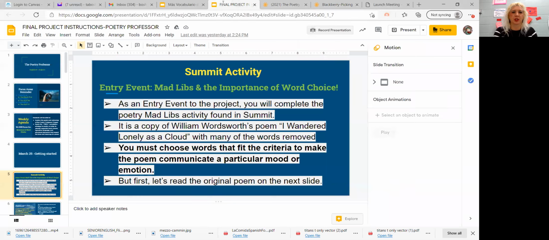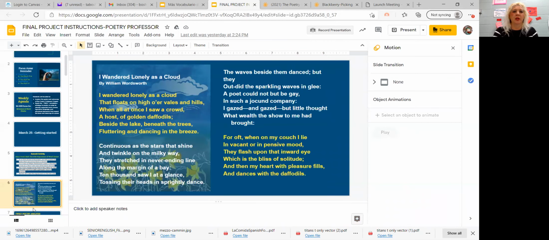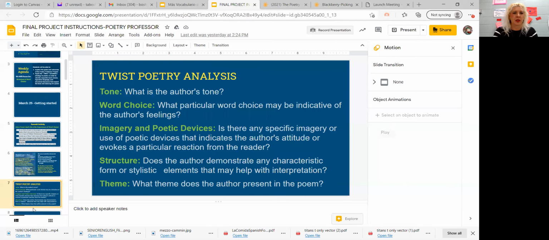Hopefully I'm going to make sure this is shared. So we will go through these activities, and those are wonderful. This is I Wandered Lonely as a Cloud by William Wordsworth. That's a lot of W's. When you read through this, it gives you such wonderful imagery, and you can see what the tone is, and you can analyze it using the TWIST. So what is the author's tone of this poem? What is his word choice? What is the imagery that he uses? What structure? What theme? There are several poems to choose from.